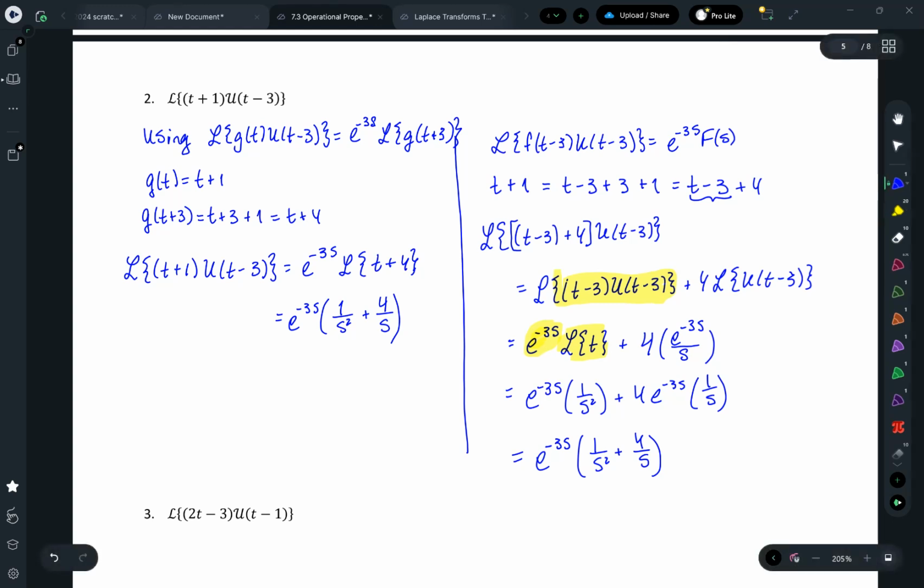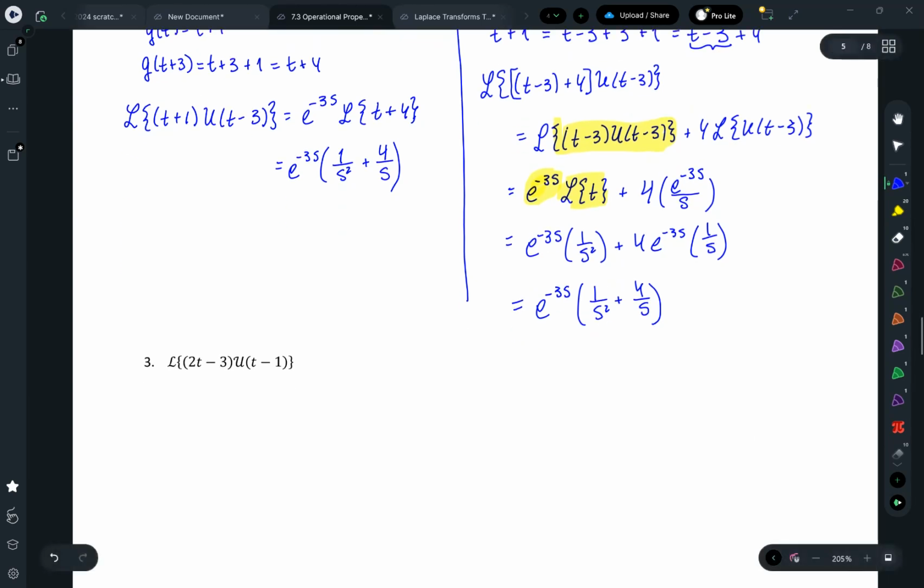So in the next problem, I'm going to use my preferred method, but if you prefer the other way, by all means, do it. Okay.